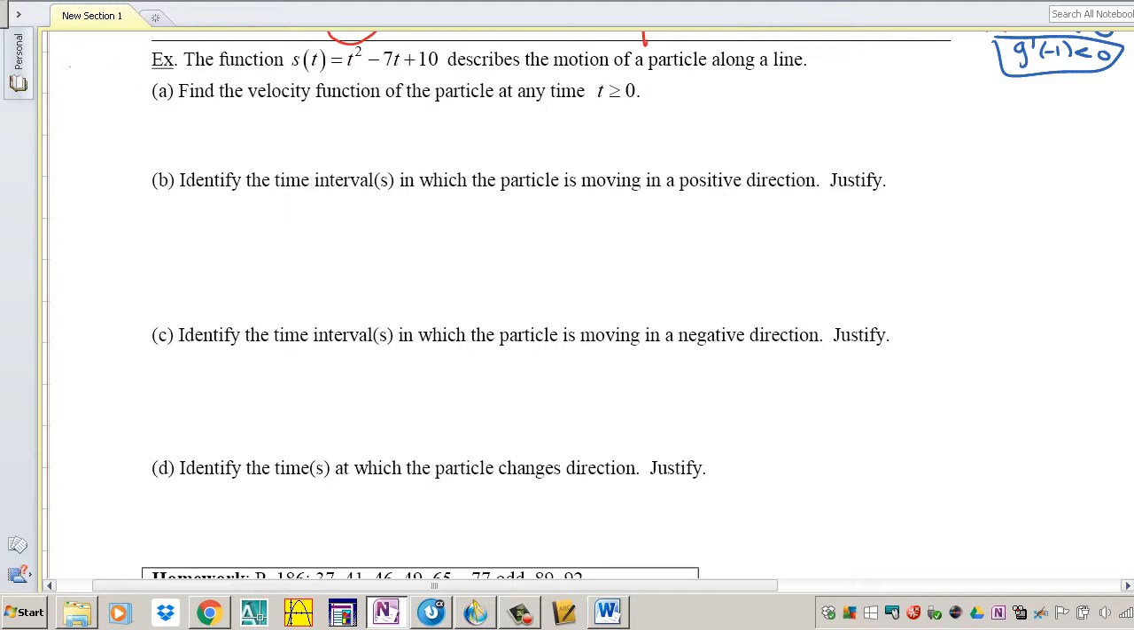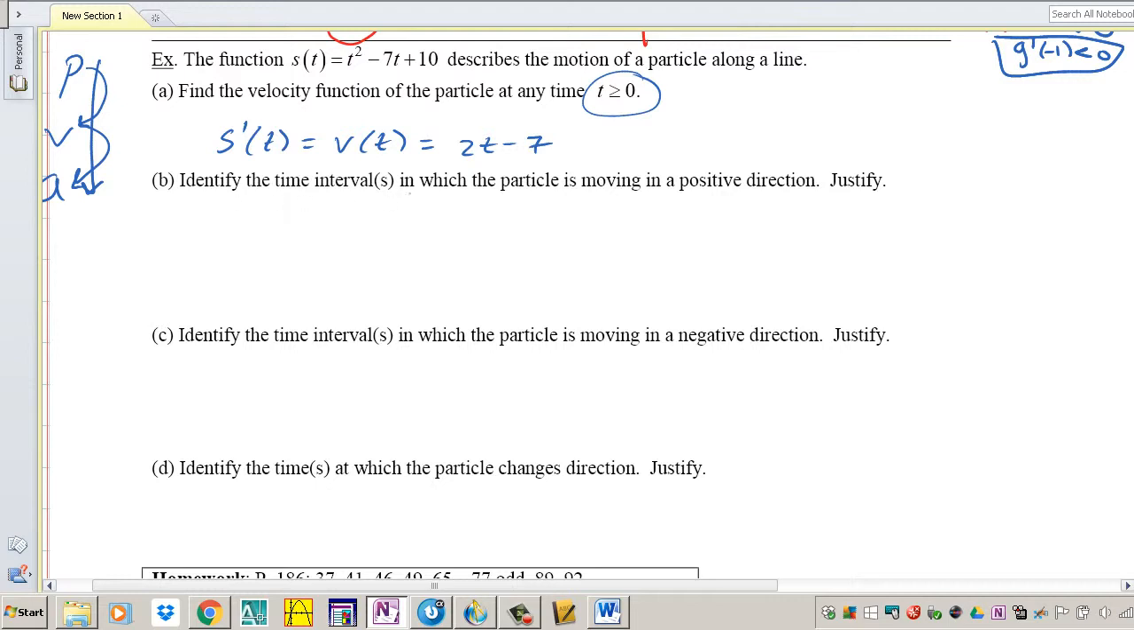Well, first of all, let me go ahead and show this to you guys. Position, velocity, acceleration. The derivative goes in a down pattern. If I want to find the derivative of position, it's velocity. The derivative of velocity is acceleration. So s prime, which is the derivative of s, is velocity, and that is equal to 2t minus 7 for t greater than 0, because we know that time cannot be negative.